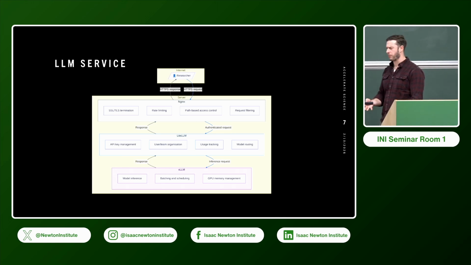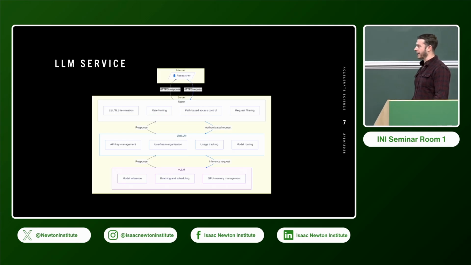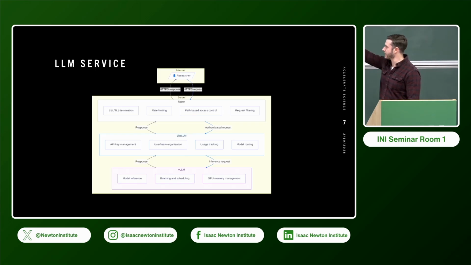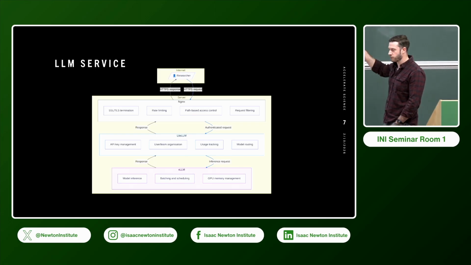so you need to route to different models. That's difficult to implement yourself. You might want API keys for your team members. You might want to track inputs and outputs to keep track of what's going on. So then you need this second layer to take care of this for you.